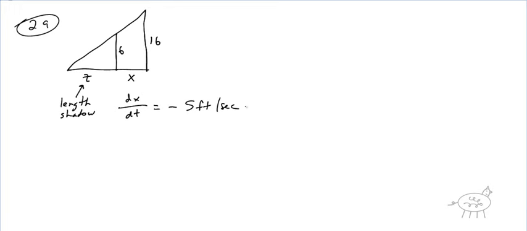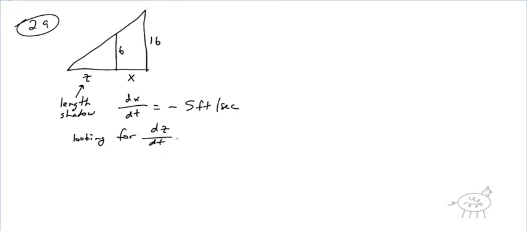Anyway, I am looking for dz/dt. Again, the question they're asking is at what rate is the shadow changing? And the shadow is z. So what are we going to do here? We're probably going to come up with a ratio. You guys remember this from geometry, these types of problems.